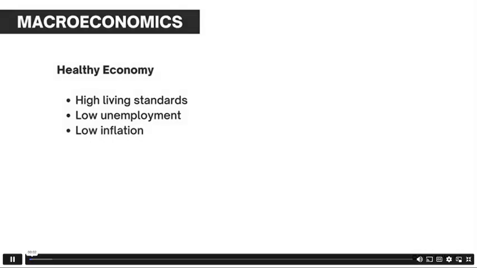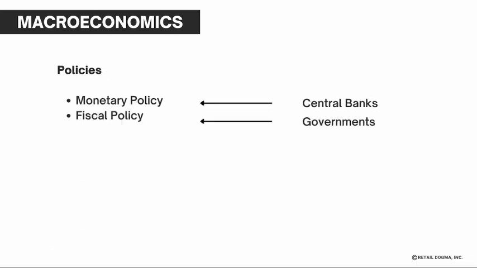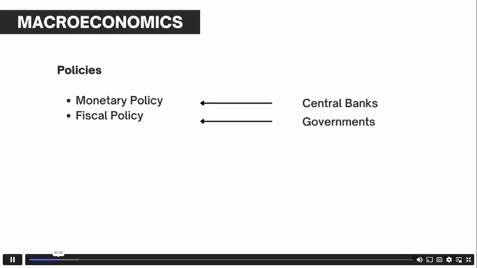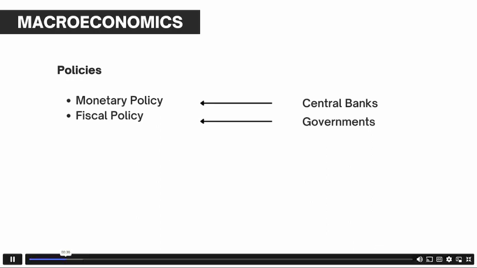On a macro level, countries seek to maintain a healthy economy, and this can be seen in high living standards, low unemployment, and low inflation. To achieve this, there are different tools and measures that are applied to ensure stability and health of the economy. These are monetary policy, and this is implemented by central banks, and fiscal policy, and this is implemented by governments. We are going to get deeper into both measures, but first let's see how to determine the health of the economy and whether or not it is growing or contracting.